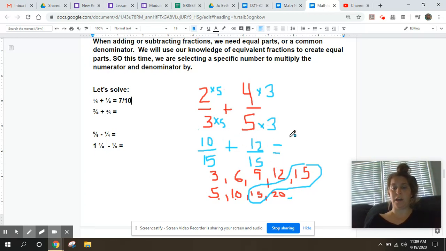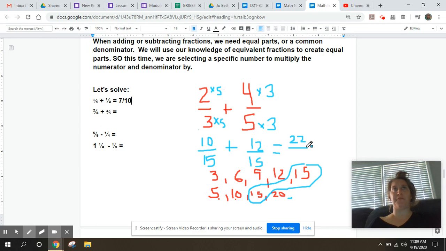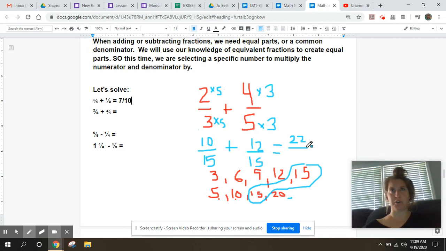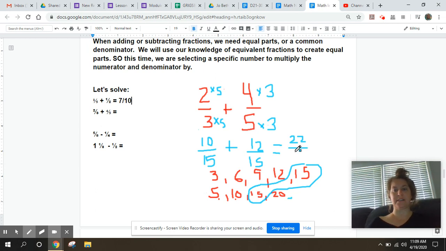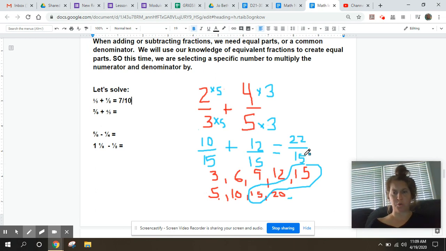So 10 plus 12 is 22, and our denominator, when we add fractions, we're counting the shaded amounts of pizza, and how many equal parts were in each whole. And so it would still be 15. We do not add denominators. If we added that, it'd be 22 out of 30. That means a pizza would have been cut into 30 equal parts, and we did not cut a pizza into 30ths. We cut each pizza into 15ths. That's why the denominator stays the same.